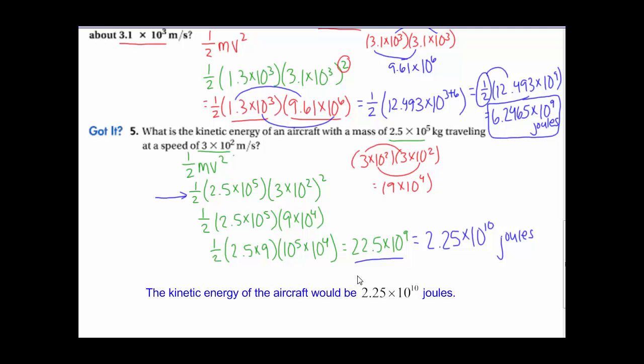Once we get to our simplified answer of 22.5 times 10 to the ninth, for scientific notation, we need to remember that our first number needs to be between 1 and 10. 22.5 is a little greater than 10, so we need to figure out a way to get this between 1 and 10. One way to do that is to move our decimal place to the left 1 spot. Then we end up with 2.25. Since we moved our decimal to the left 1, we need to increase the exponent on the 10 by one. So we end up with 2.25 times 10 to the 10th joules. As a complete sentence, the kinetic energy of the aircraft would be 2.25 times 10 to the 10th joules.